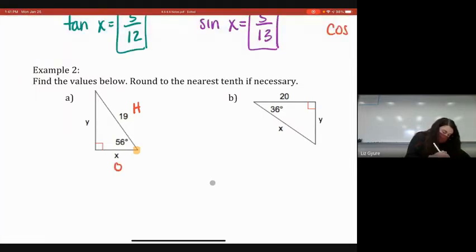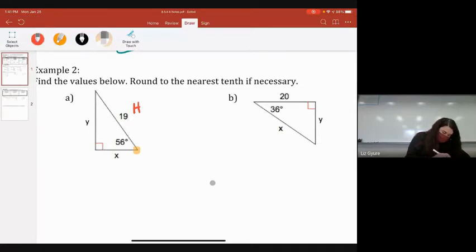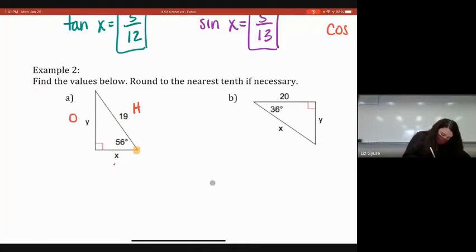I did it again. There we go. Okay. So my opposite is y. I don't know it. My adjacent is x. I don't know it. So I need to use my sine, cosine, or tangent ratios. I have to decide which one is appropriate here, and I need to solve for x and for y. I do not care which one you solve for first. You just have to figure out which ratios are appropriate.